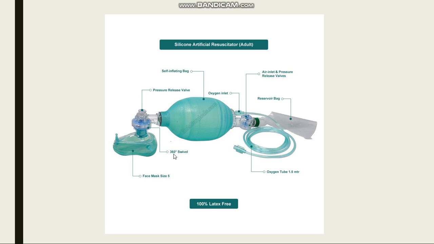This is a normal setup of an ambu bag with a mask, pressure release valve, a self-inflating bag, a reserve bag and the oxygen tubing. This tubing is attached to an oxygen source through which the oxygen is delivered to the self-inflating bag. The operator will apply pressure on this bag in order to deliver oxygen to the patient.